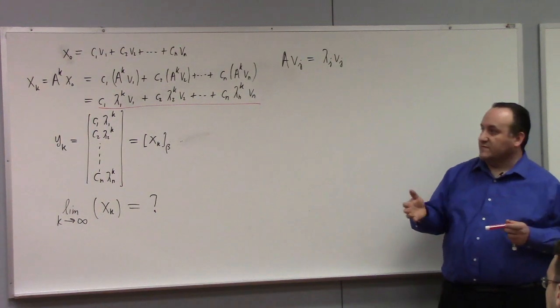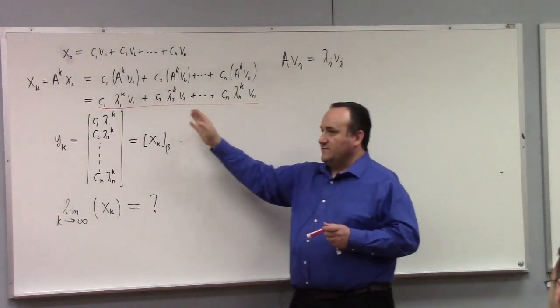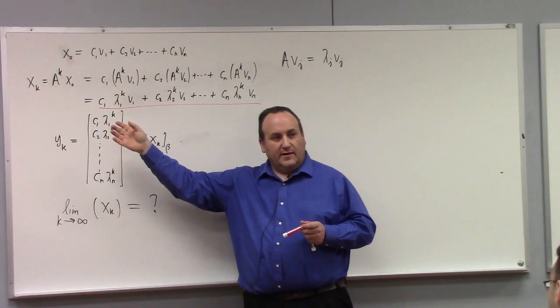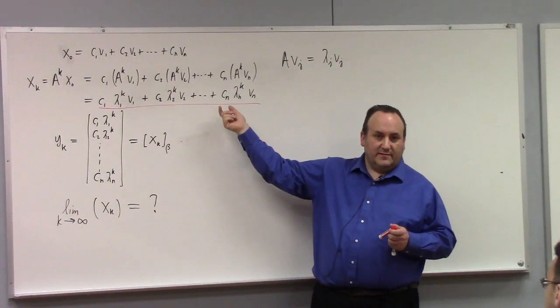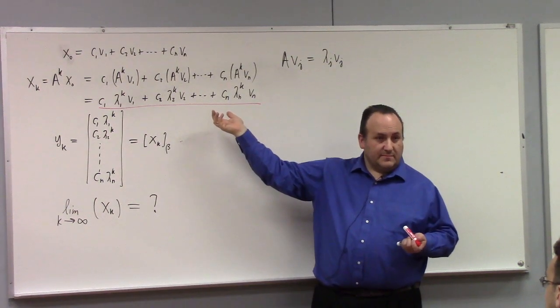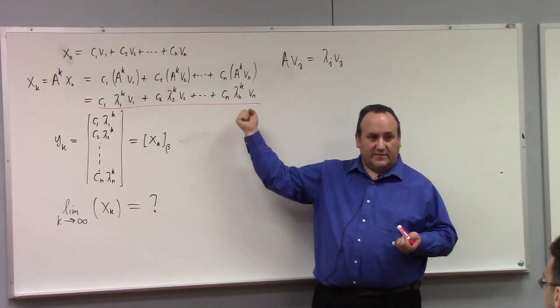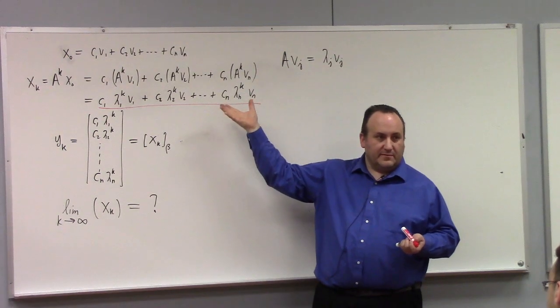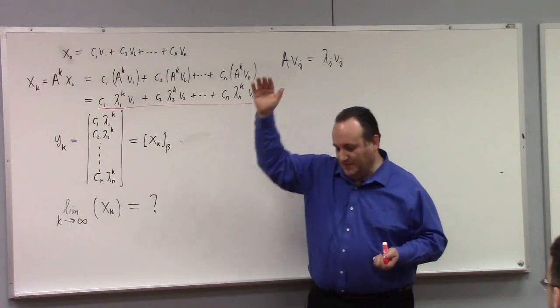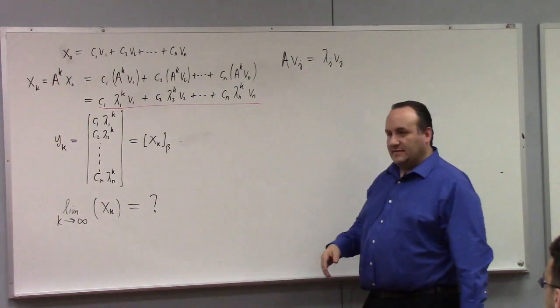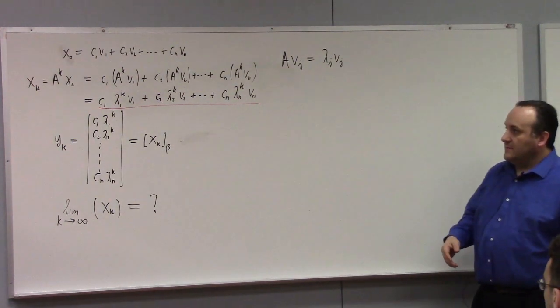Well, here's one thing that happens. If any of these coefficients are non-zero, and they're paired with an eigenvalue which has magnitude greater than 1, well, that goes to infinity. So if the eigenvalue is larger than 1, it blows up. Boom. And if it's negative, then it gets really, really positive, then really, really negative, and just oscillates madly as k goes to infinity.